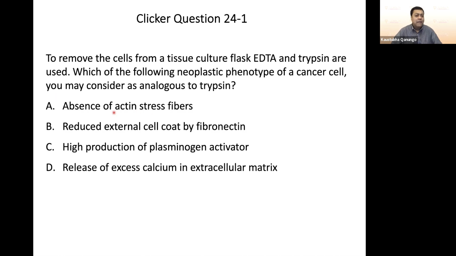The options are: absence of actin stress fibers, reduced cell coat by fibronectin, high production of plasminogen activator, release of excess calcium in the extracellular matrix.